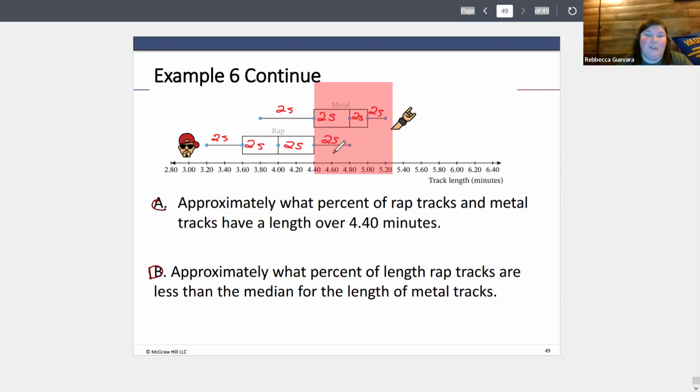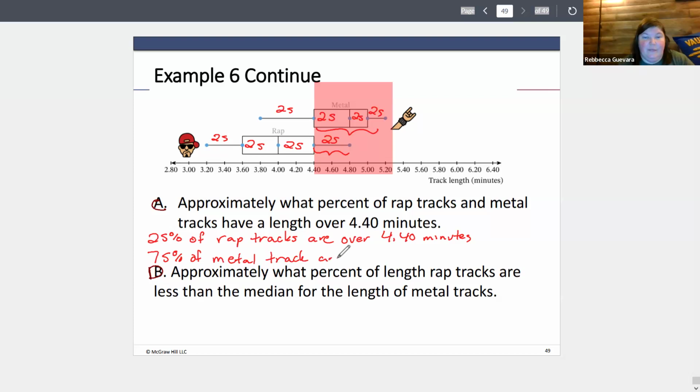So when we look at the rap tracks, we got about 25% of rap tracks are going to be over 4.4 minutes long. However, if you look at metal tracks, we got 25, 50, 75. Oh, sorry, metal tracks: 75% of metal tracks are over 4.4 minutes long.